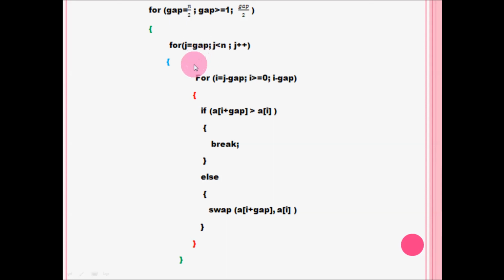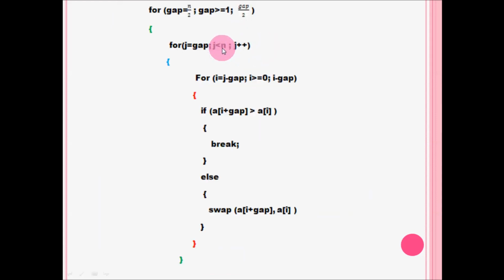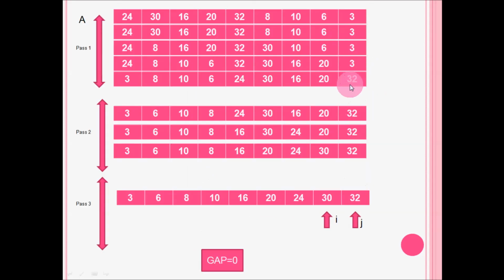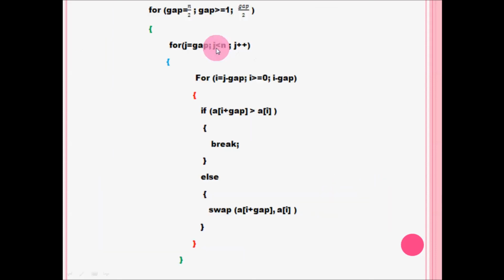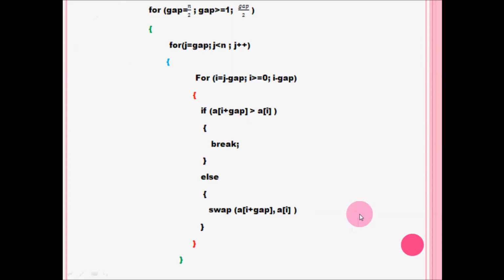4 is the index. Gap is the interval. 0, 1, 2, 3, 4. 4 is the gap and then here is j. So the index and gap should be the same at the first time of initialization. Then j should always be less than n, meaning up to n minus 1. See, I always said that when j reaches n minus 1, the pass ends. So this is the case, and we are incrementing j by 1 every time. So this is the for loop for j.